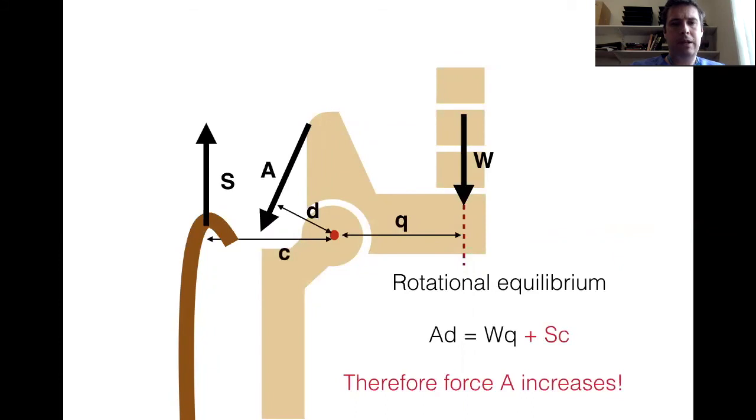So first thing we do again is we look at the moment arms and we calculate the moments around the hip. So we've added in a new moment, which is S multiplied by C. But in contrast to having the stick in the other hand, this moment is now acting in a clockwise direction along with the body weight, the moment of WQ. So in order to maintain rotational equilibrium, actually the abductor muscles have to work harder, and therefore force A increases.